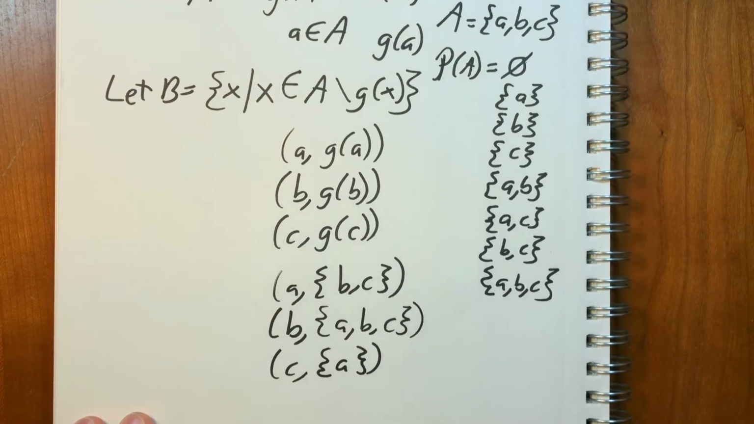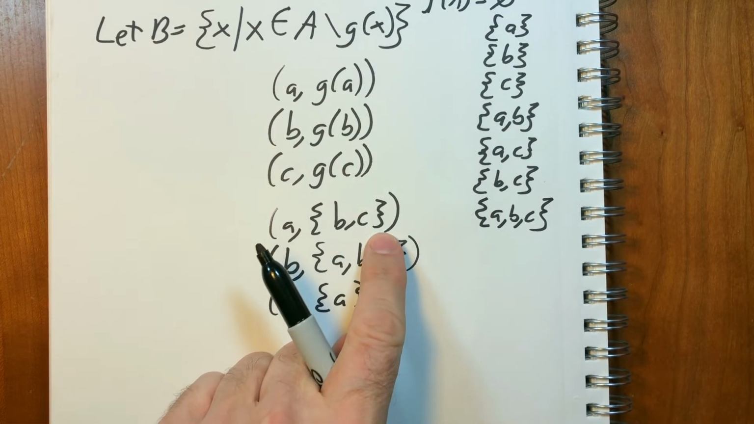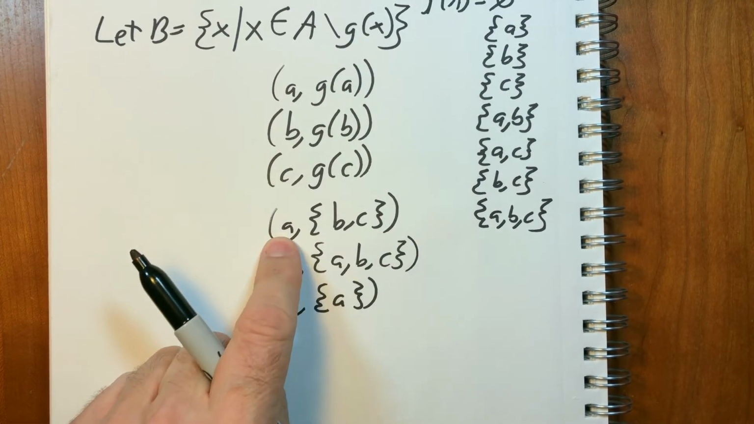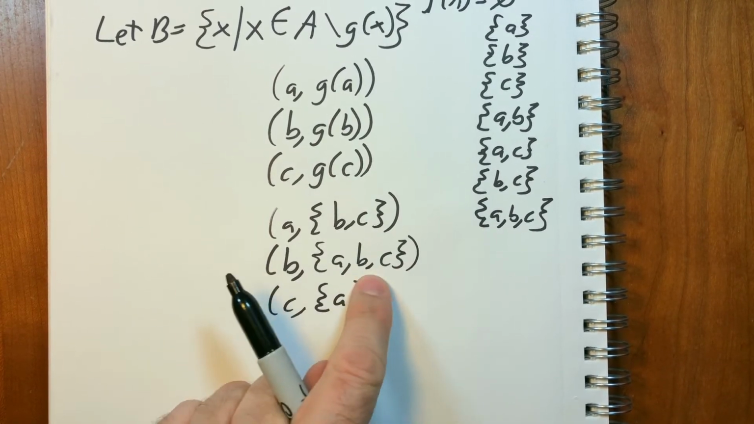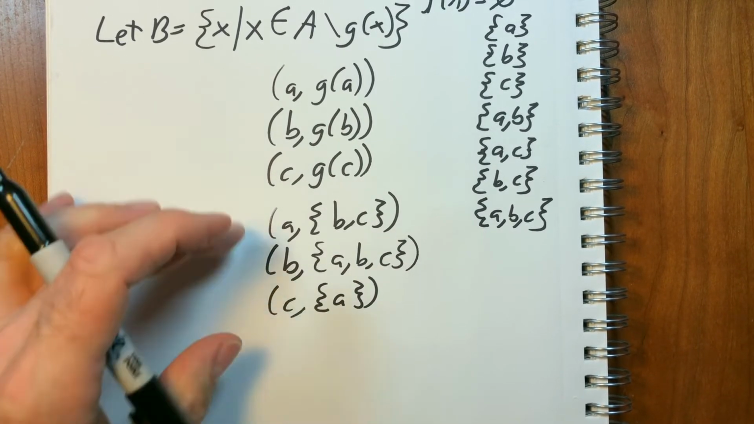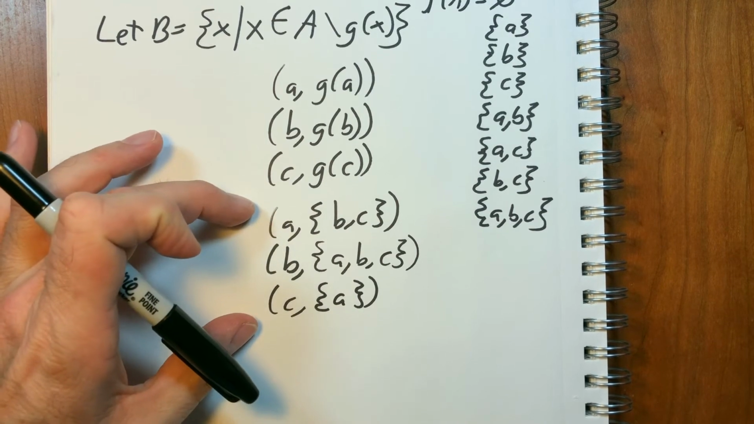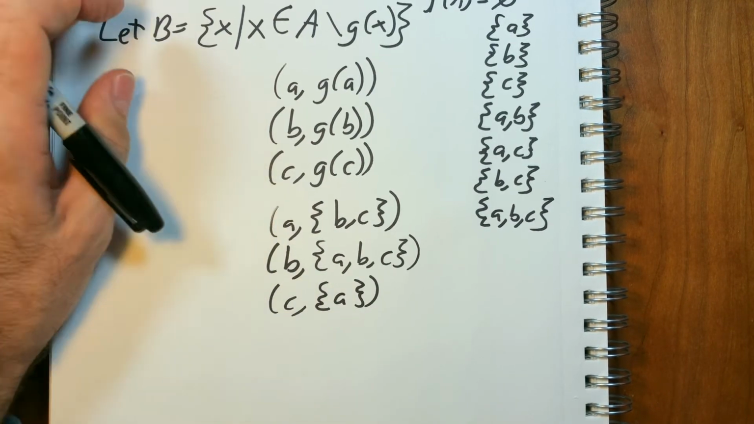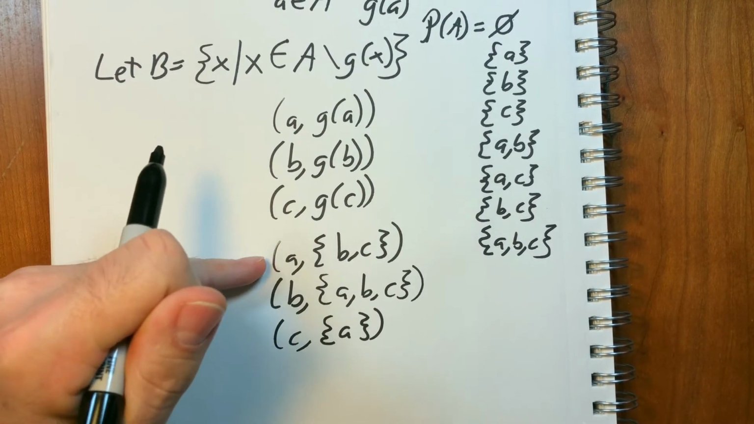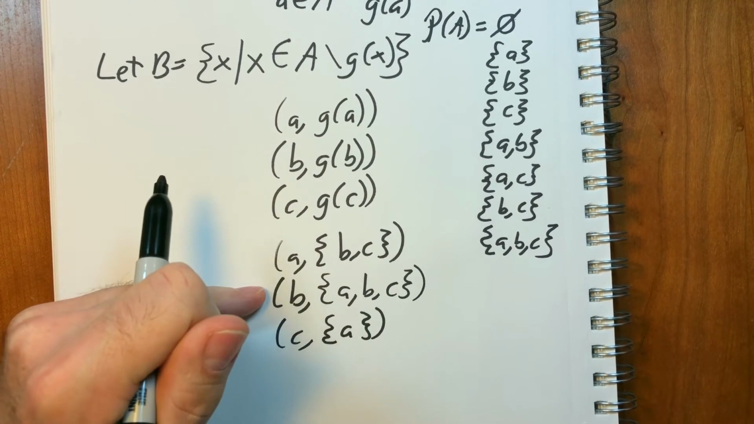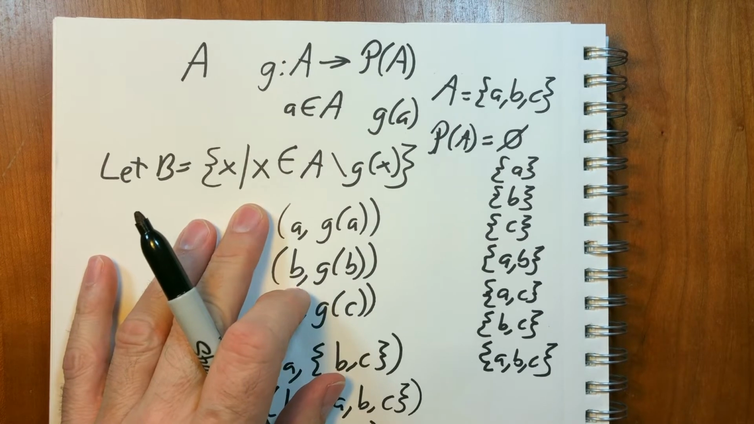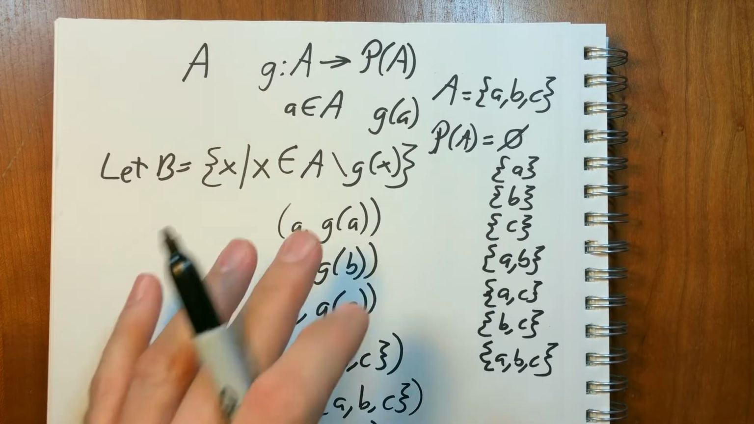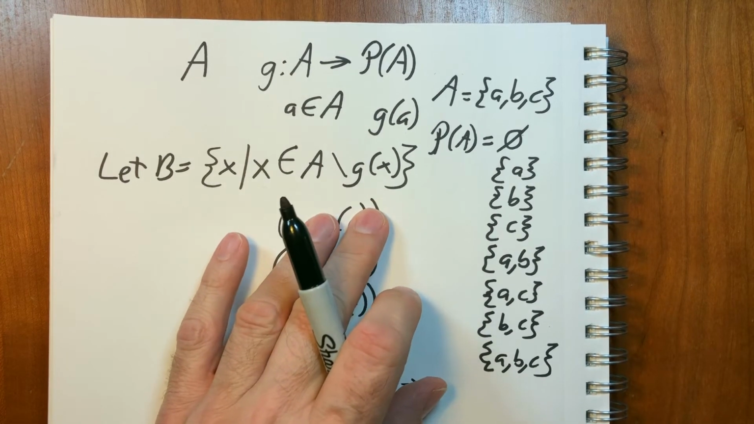So if we look at these three ordered pairs, we see that the set here does not contain A, and the set here does not contain C, but the set here does contain B. So if this was our function, g, then B would contain A and C, but not B. Okay? So could we write this in a way that makes this point, the static nature of g, more explicit?